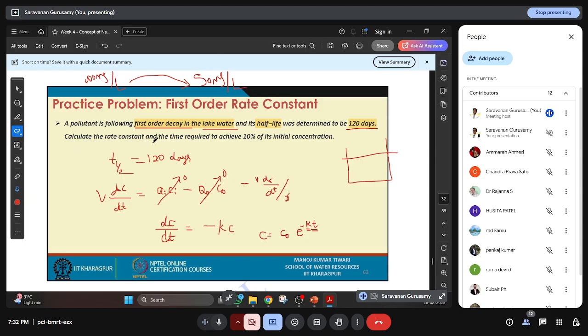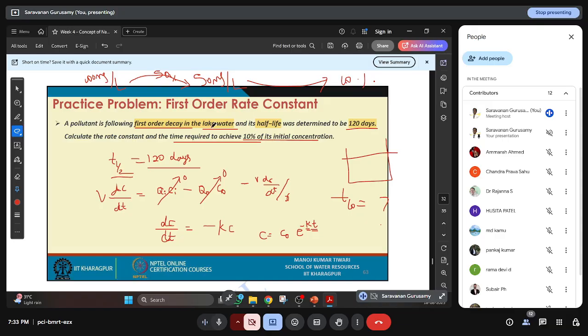Calculate the rate constant and the time required to achieve 10% of its initial concentration. They have given how much time it will take to reduce to 50%, that is the half-life. Now they are asking how much time it will take to reduce to 10% of the initial concentration. So T half is 120 days. They are asking what is T10?